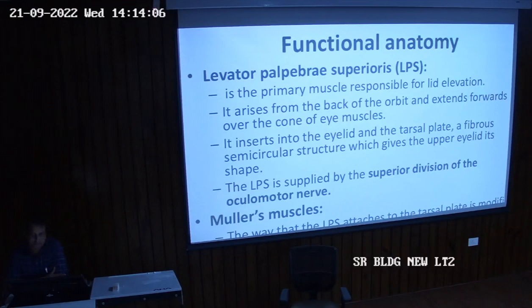LPS, orbicularis oculi, Muller's muscle. What are the actions of these muscles? Elevation of eyelid. The orbicularis causes closure of the eyelid, and Muller's muscle causes 1 to 2 millimeter elevation. Nerve supply of these muscles?